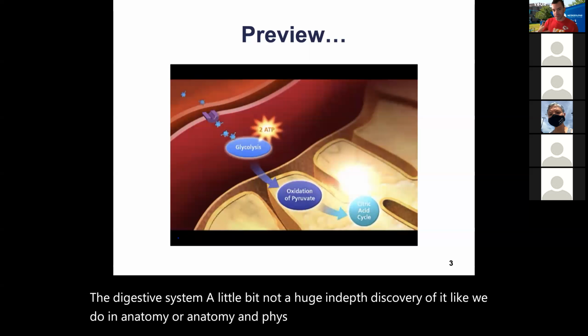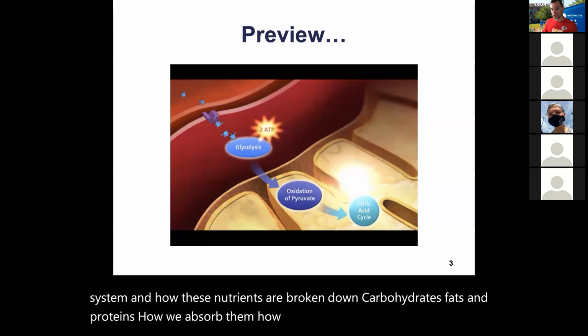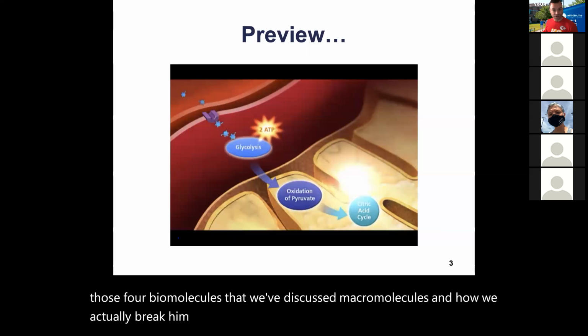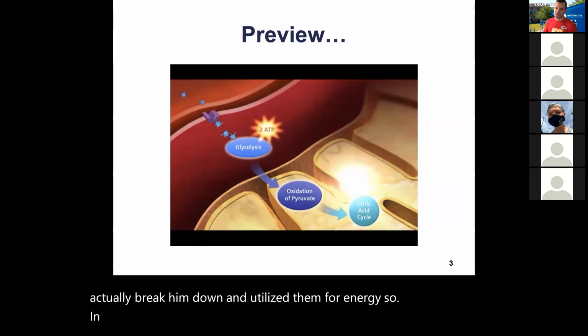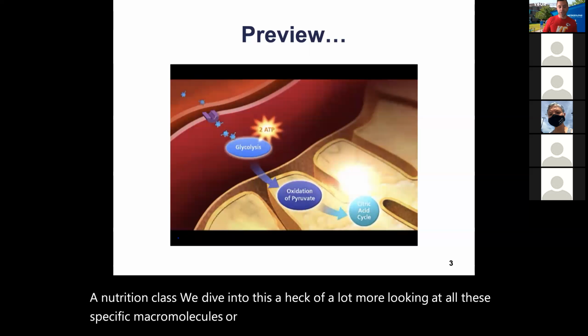But we look at the digestive system and how these nutrients are broken down, carbohydrates, fats, and proteins, how we absorb them, how we utilize those basic monomers of those four biomolecules that we've discussed, macromolecules, and how we actually break them down and utilize them for energy. So in nutrition class, we dive into this a heck of a lot more, looking at all these specific macromolecules or biomolecules. So there is a little bit that we're just going to kind of gloss over.